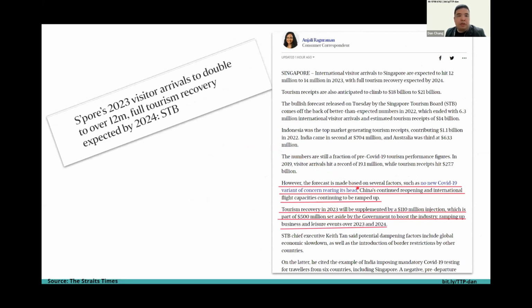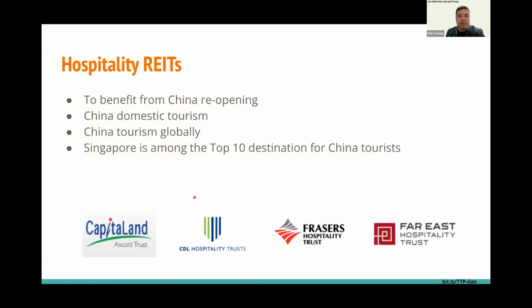Okay, so this is taken I think just a few days ago. Okay, so tourism in Singapore is forecasted to double to over 12 million, and full recovery is expected by 2024. So tourism is a very major potential catalyst going forward. And in my opinion, hospitality and retail are most likely to benefit from it. Why? Because when tourists come in, they have to stay somewhere. Okay, when tourists come in, Singapore is a shopping haven, so most likely they'll be shopping around. Okay, so that is the thing that I'll be looking at.